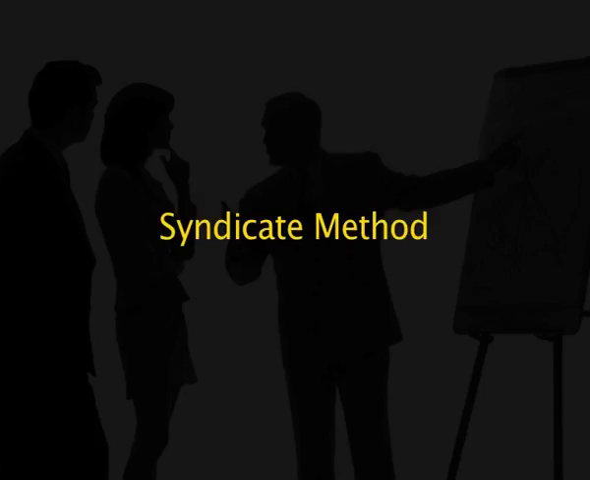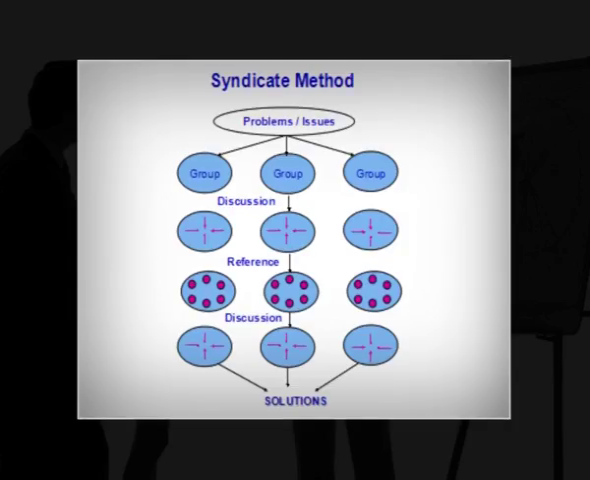The next technique is syndicate method. In this method, the trainees are divided into subgroups called syndicates, and each syndicate has to work on various subjects. The syndicate discusses the issues related to the subject and prepares a paper. The issues may be integrated, involving all the departments in an organization.